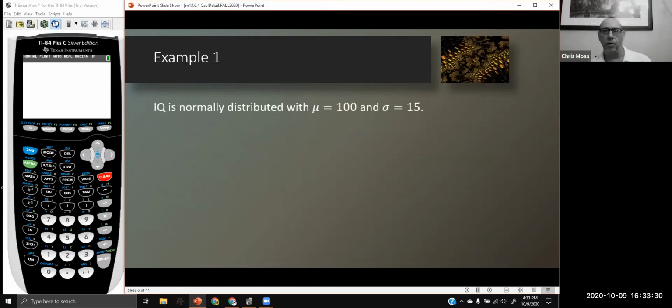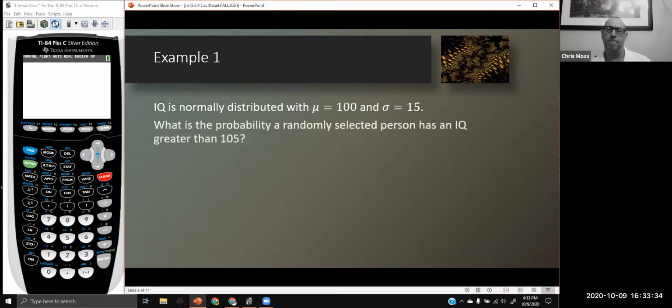We know that IQ is normally distributed with a mean of 100 and a standard deviation of 15. So the first question is, what is the probability that a randomly selected person has an IQ greater than 105? That's the first question. Notationally, P of x is greater than 105. Looks just fine, right out of chapter 4.